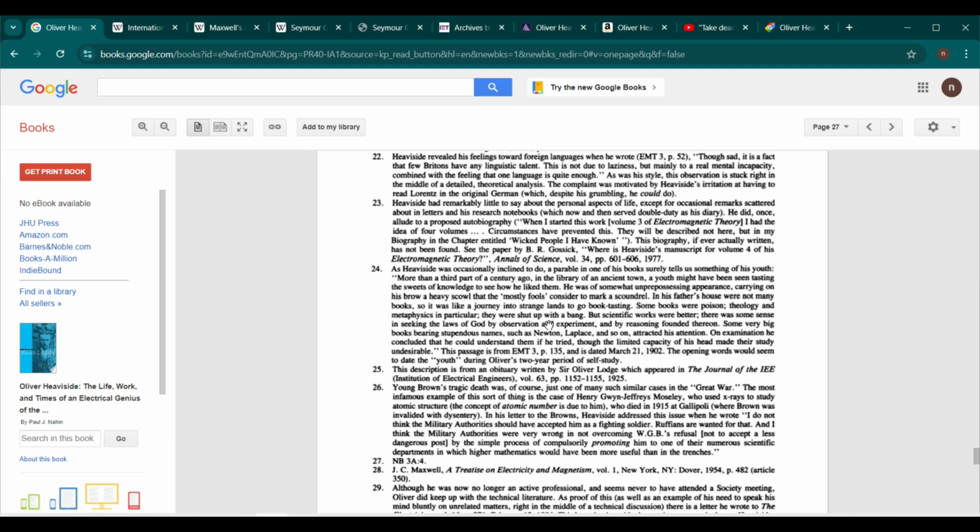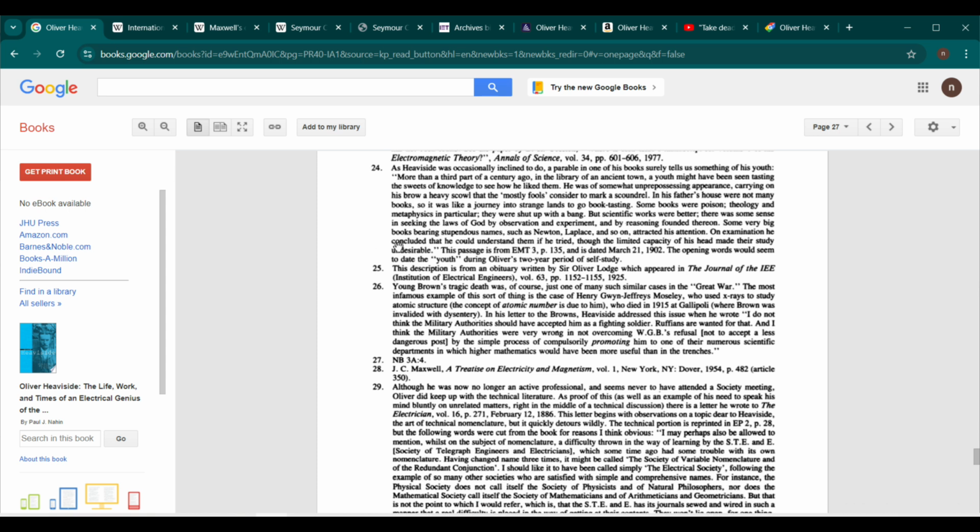Some books were poisons. So I guess he liked the scientific books because he could understand them a little bit better, or he liked the reasoning of it. Books bearing stupendous names such as Newton, Laplace, and so on attracted his attention.